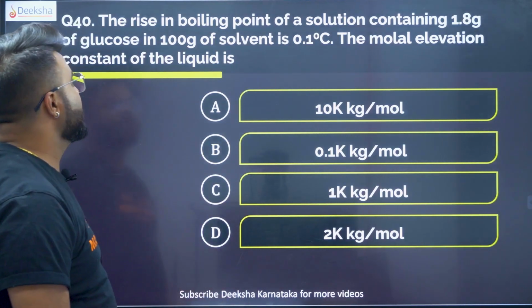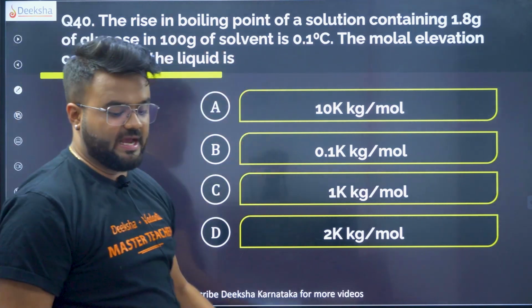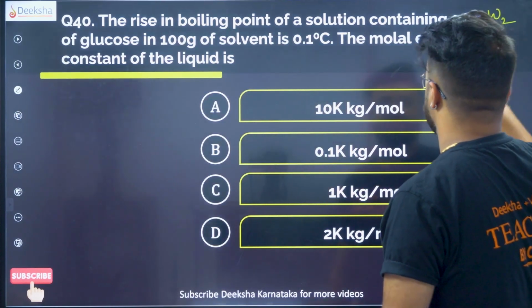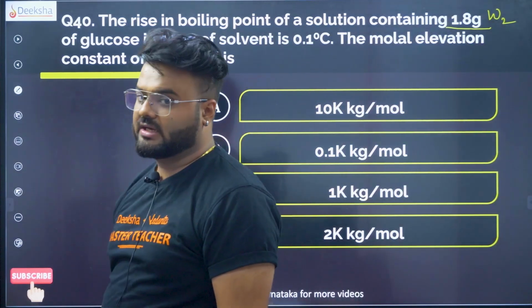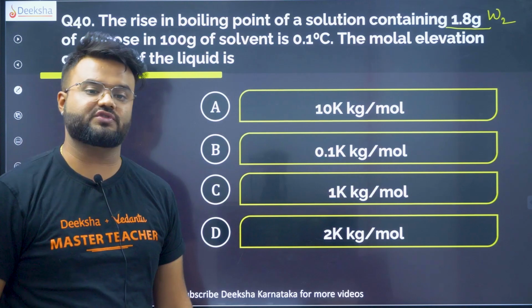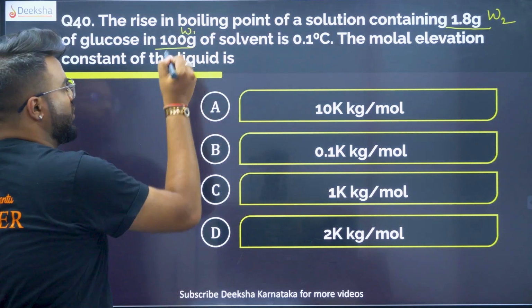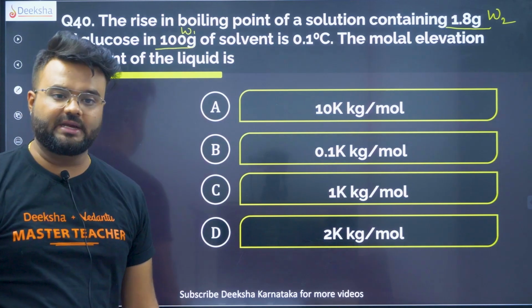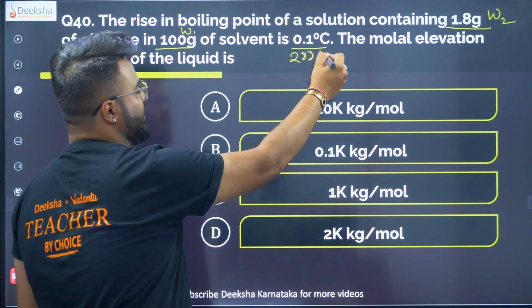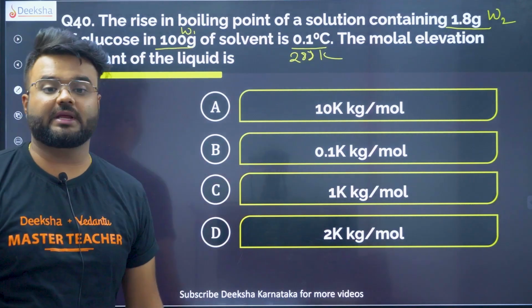Now coming back to the rise in boiling point of a solution containing 1.8 grams of glucose. That is 1.8 grams of glucose, which we will consider as W2, in 100 grams of solvent, so we will consider 100 grams as W1, and 0.1 degree Celsius, so we will write it as 0.1 Kelvin. The molal elevation constant of the liquid is dash.